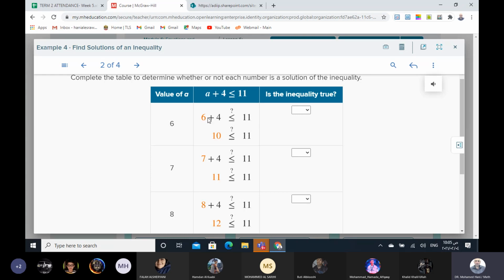So put here 6. Is 6 plus 4 less than or equal to 11? I don't know, so put here a question mark. Now 6 plus 4 will be 10. Is 10 less than or equal to 11? Yes, 10 is less than 11, not equal, but less than 11. So is the inequality true? Yes, because 10 is less than or equal to 11.